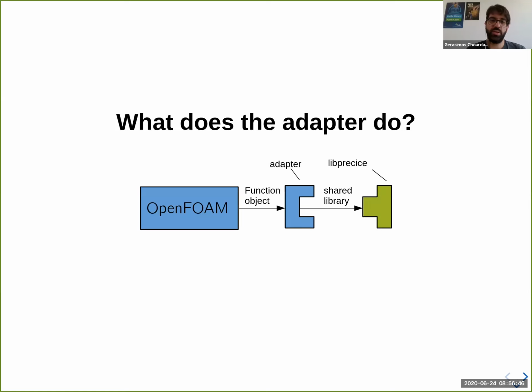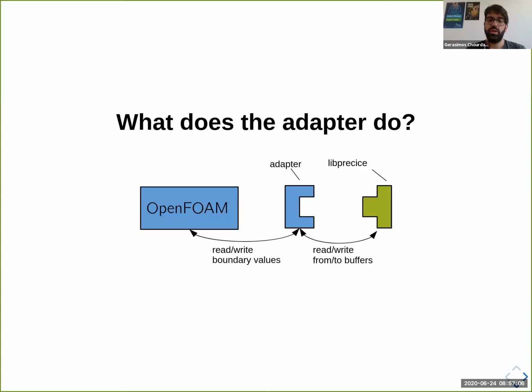So what does this adapter do? First of all, it's a function object. Therefore, you don't need to change any code inside your solver. It only needs to support function objects. And the adapter will then link to preCICE. It needs to be able to override boundary values of OpenFOAM with values it receives from the other solver through preCICE. And we define preCICE buffers that we read and write from.